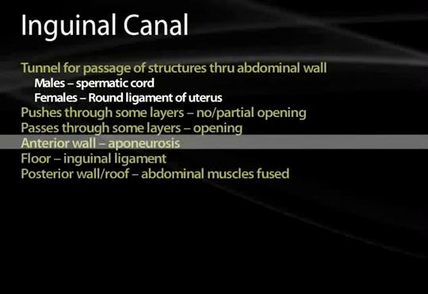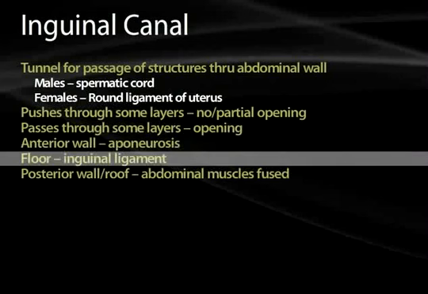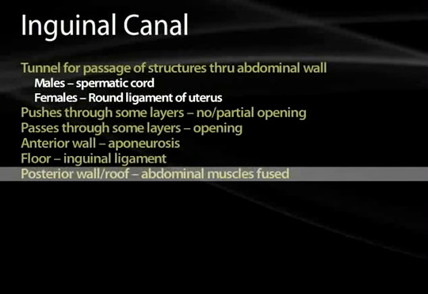The anterior wall of the inguinal canal is going to be formed by the aponeurosis of the external abdominal oblique, and it's going to form the floor, which thickens up as the inguinal ligament. The posterior wall and roof are going to be from the abdominal muscles that fuse together, which would be the internal abdominal oblique and the transversus abdominis.